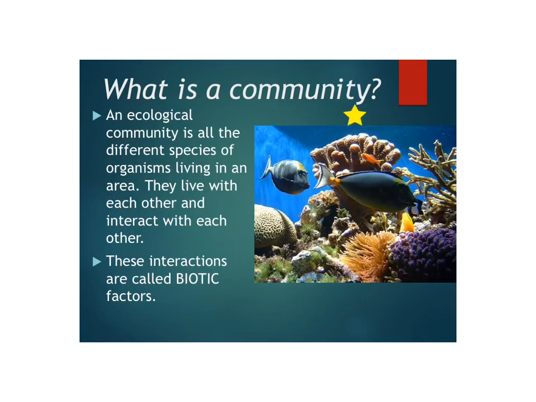Let's define what a community is. A community is all the different species of organisms that live in an area. It's all of the populations. They live with each other, they interact with each other. So, for instance, this coral reef would have a variety of corals, some sea anemones, and some fish that live there, and they all interact with one another and live in the environment together. All of the living things that interact in the community are called biotic factors. Biotic refers to bio, meaning life, and so these are the living things that interact in an ecosystem.